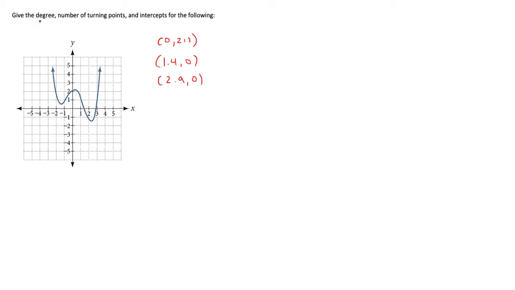Okay, but what about the degree and the turning points? I should say maximum number of turning points. The idea is that they are related together. So the first thing we notice is that this is a U shape. It's a U shape and it opens up. Let's think about what that means. If it's a U shape, we know that the degree or the leading term is even. If it opens up, we know that the leading term is positive.